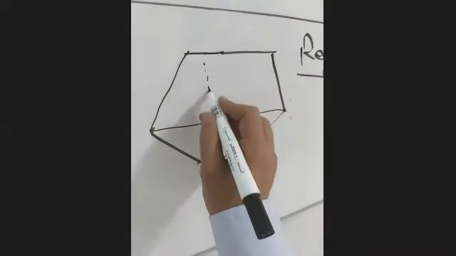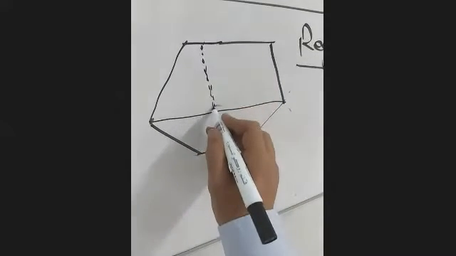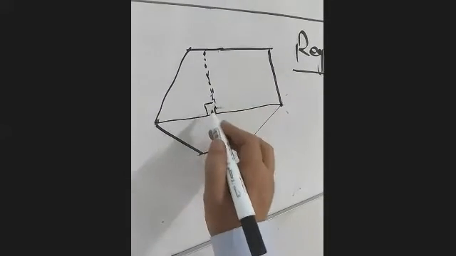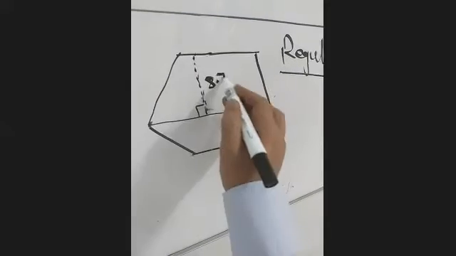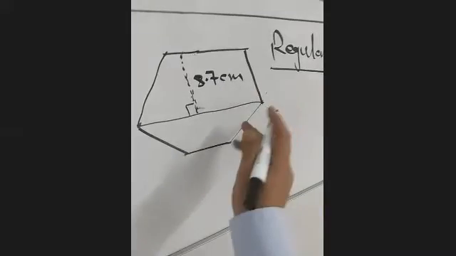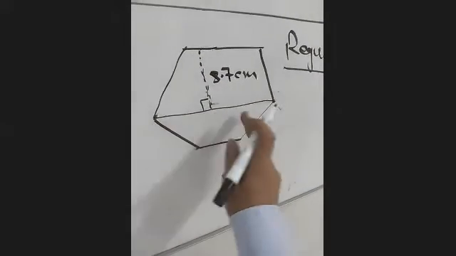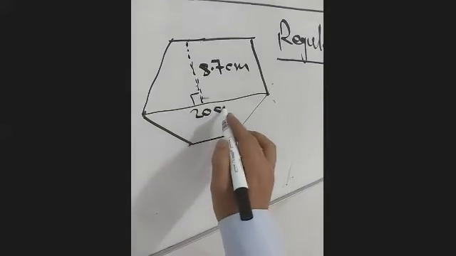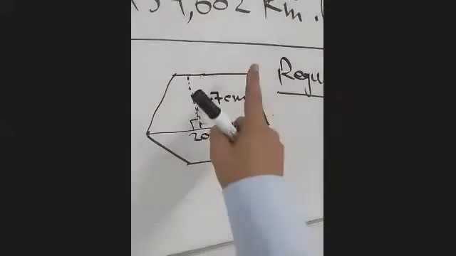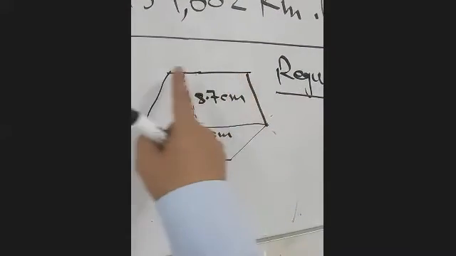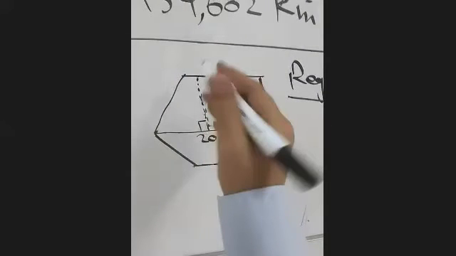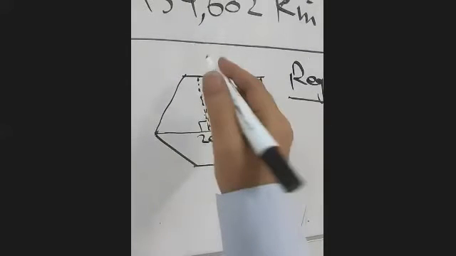What's the height they wrote for you? Yes, the height they wrote for me is 8.7 centimeter. And how much is this side? It is 20 centimeter. How much is the side up here? It is 10 centimeter. Good. Now look here.